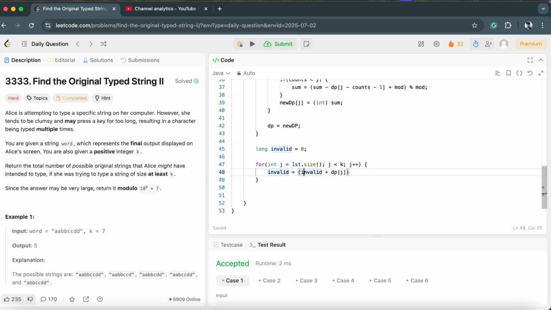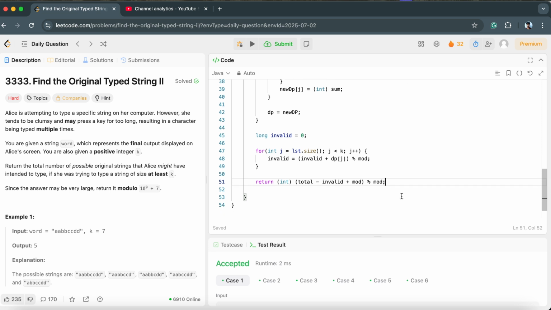Any operations that we are doing, we have to make sure that we use this modulo operator. Now that's all. We got all the invalid counts as well. We will simply return the form of int total minus invalid, plus mod. Again, I'm adding the mod because this value was getting negative. So we have to make sure that it is not going out of bounds. So we have added the mod and the modulo operator, and we are returning it.